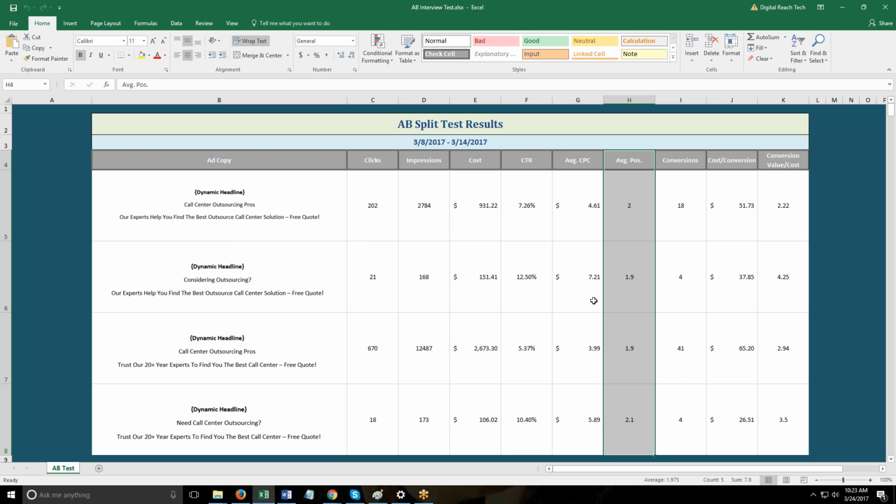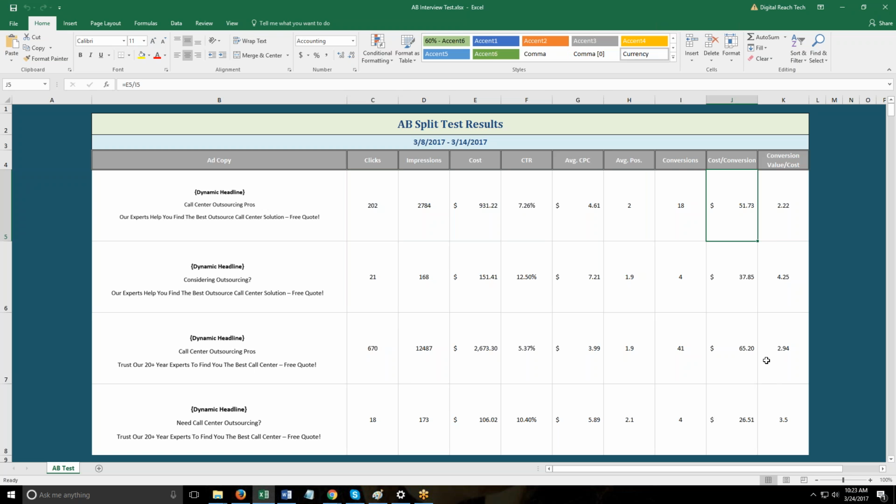So if I told you that this ad generated 202 clicks, that's good to know because that's a decent number of clicks, and that gives us some insight into how statistically significant this data is. So that does tell us something. But then the cost per conversion is $51.73, which tells us something else entirely. That tells us more about the actual performance of the ad.